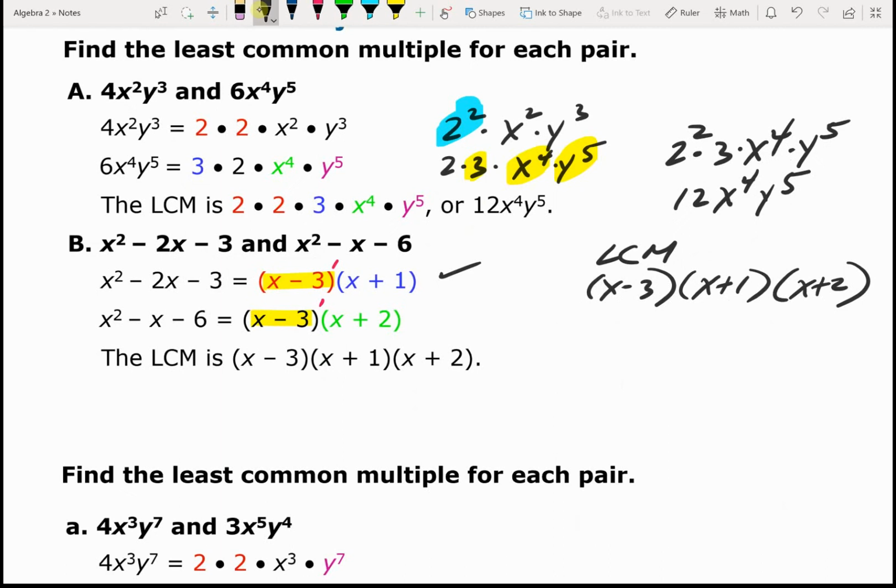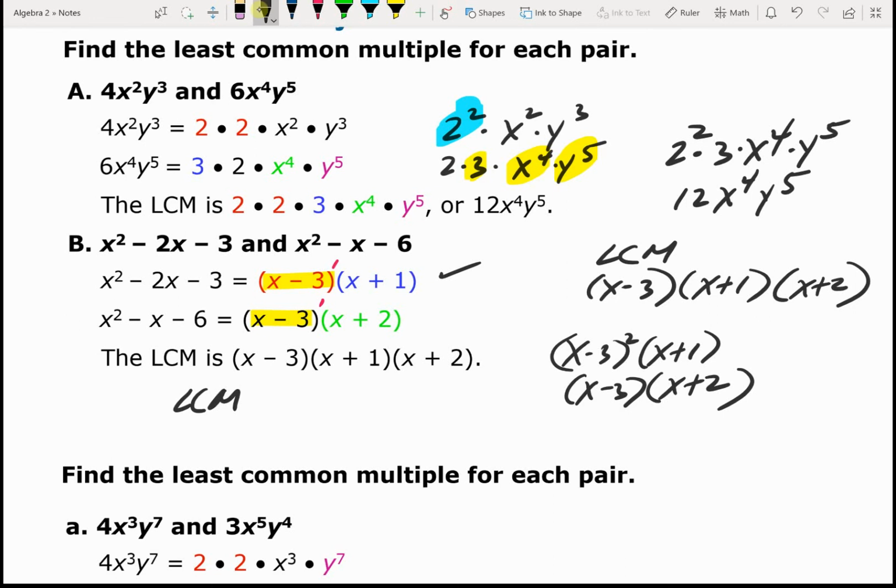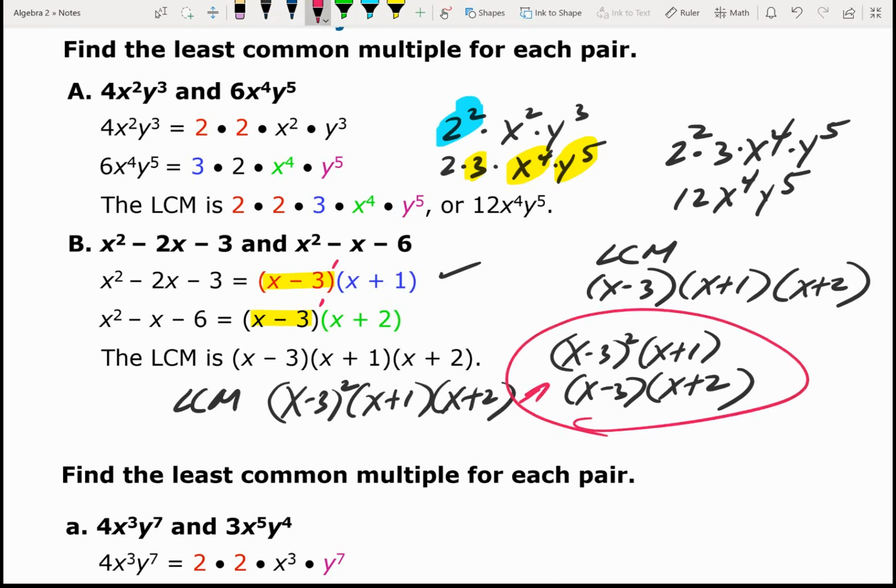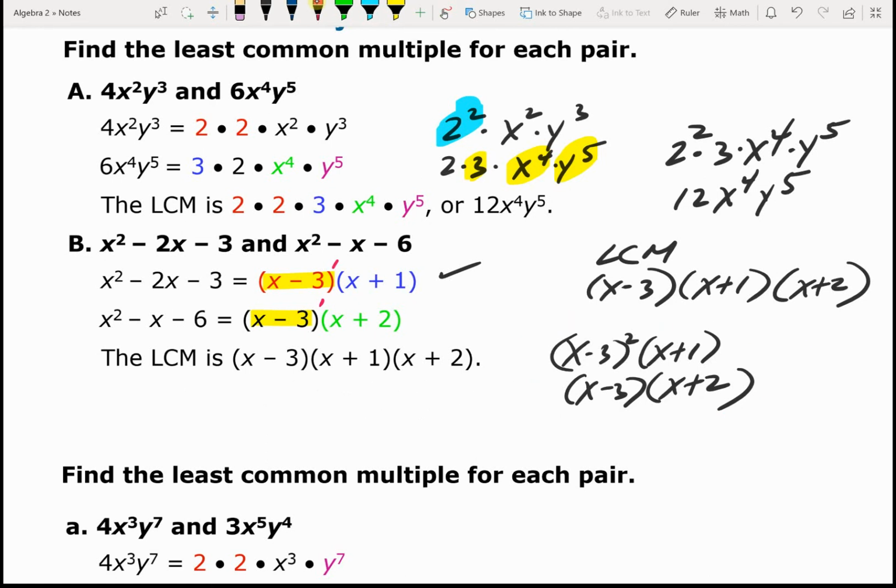What if I had x minus 3 squared, and then x plus 1, and then x minus 3, and then x plus 2? In that case, my least common multiple would have been the x minus 3 squared times the x plus 1 times the x plus 2. All right, that was just an example. So let's continue on here.